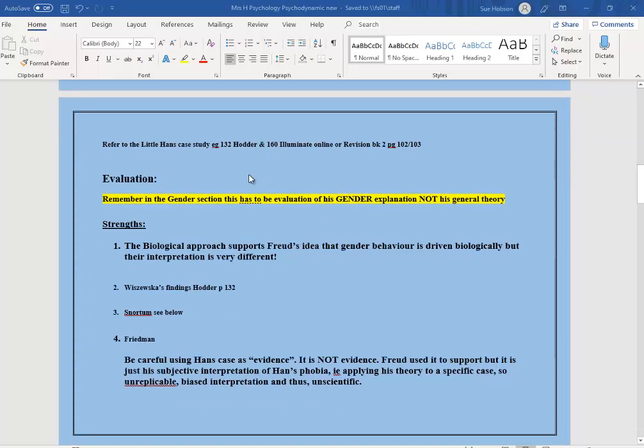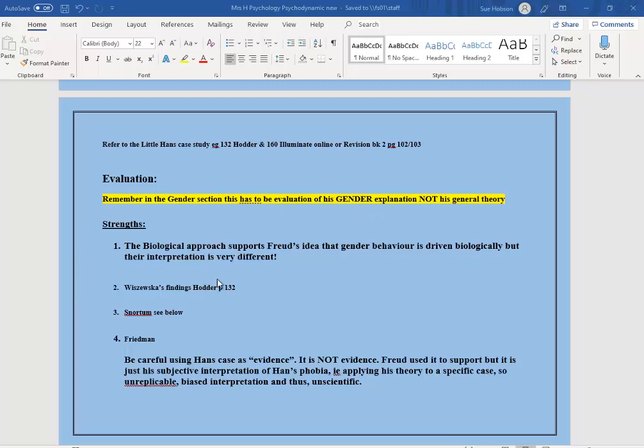Right, here are some references I'm going to use. But remember, in the gender section, the evaluation must be evaluating his gender theory, not his general theory. So be careful. I've seen too many students make a mistake about that.